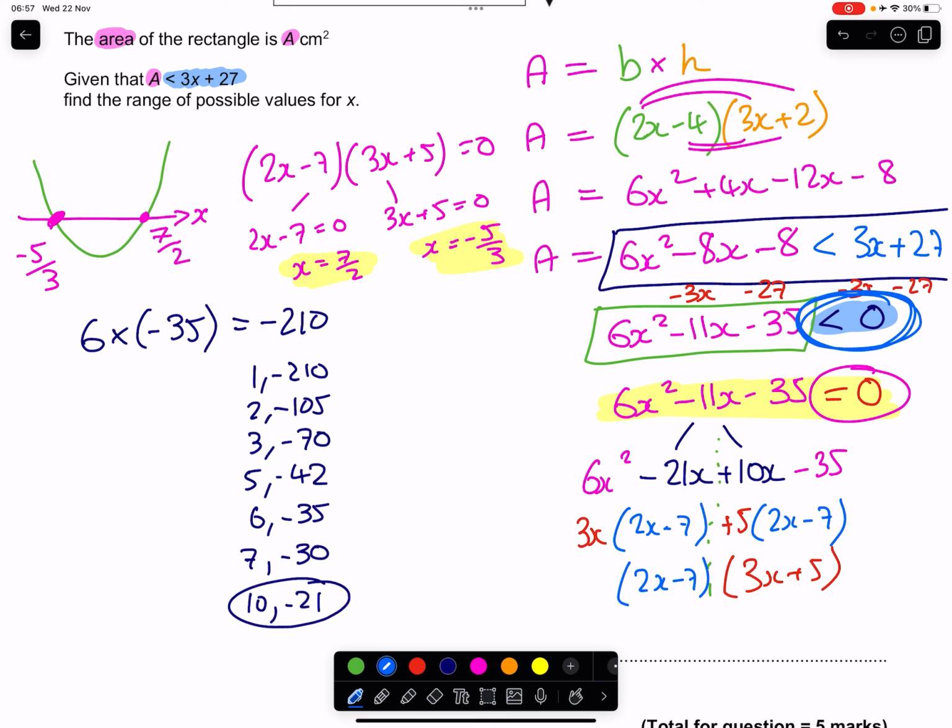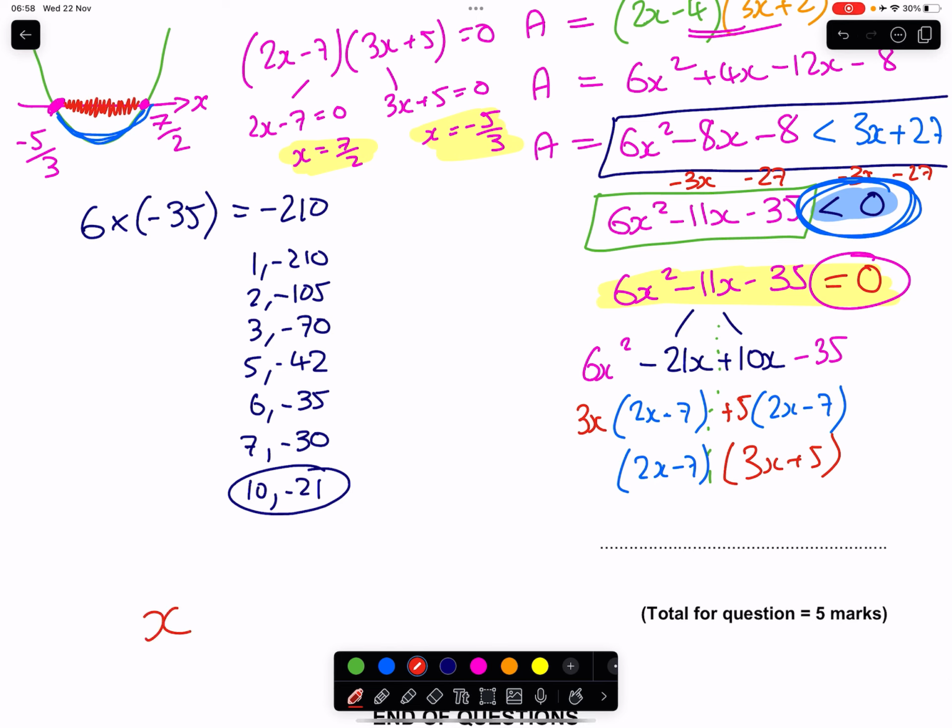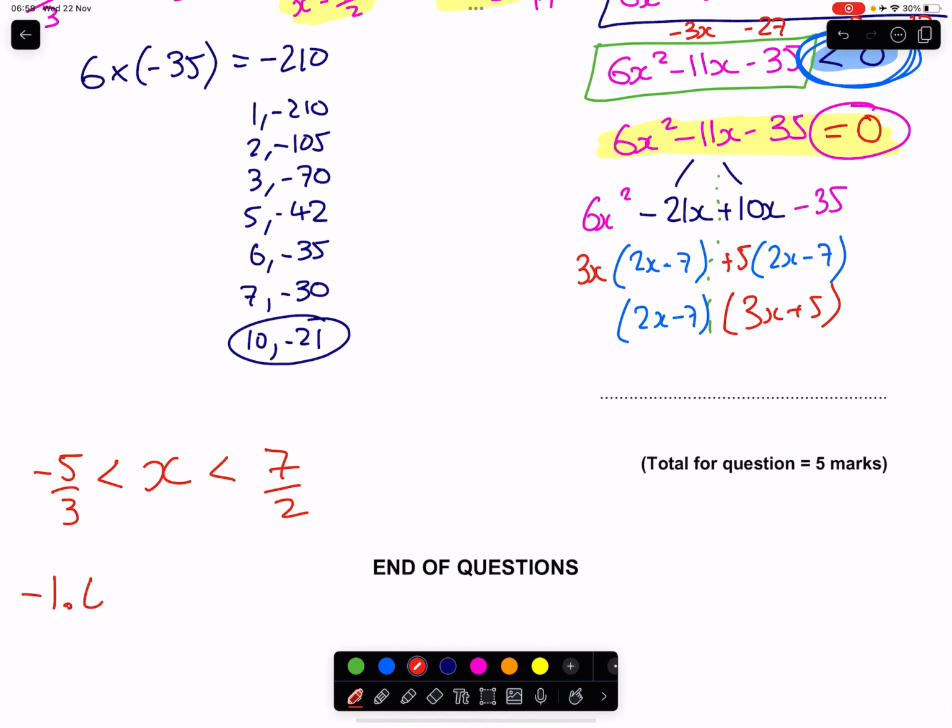Where is the graph below 0? That means we're interested in this part of the curve, which means we're interested in this part of the x answers, which will make us right of this number, or bigger than this number, and left of this number, or smaller, in other words, in between. So our inequality answer at this point would look like the following: minus 5/3 is less than x, which is less than 7 over 2. In terms of decimals, we have 1.6 recurring is less than x is less than 3.5. And if this question didn't have a real life context, that would be our answer.